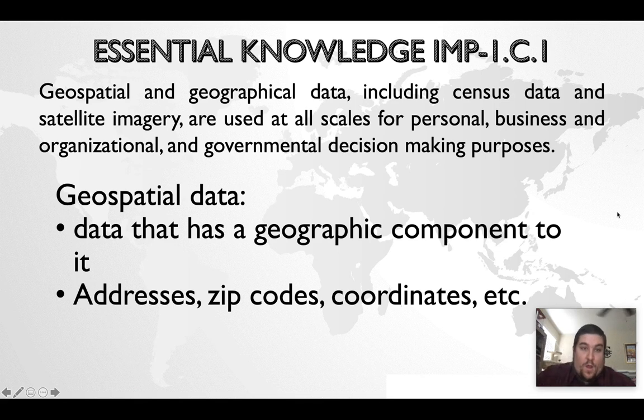So, geospatial and geographic data, including census data and satellite imagery, are used at all scales for personal, business, and organizational and government decision making purposes. Geospatial data is data that has a geographic component to it: addresses, zip codes, coordinates, maps that have information on them.